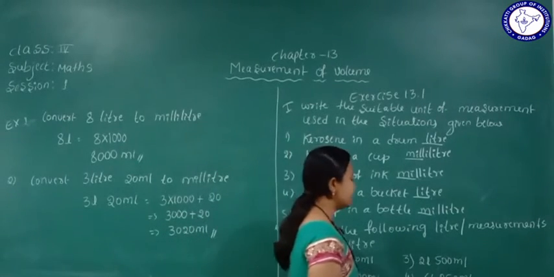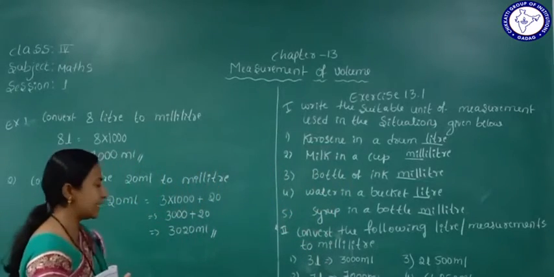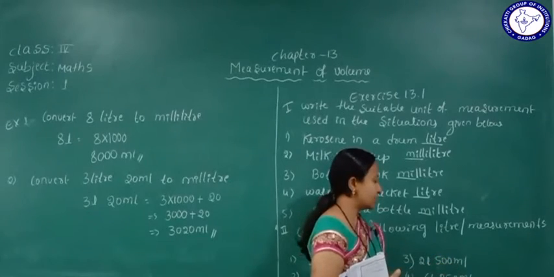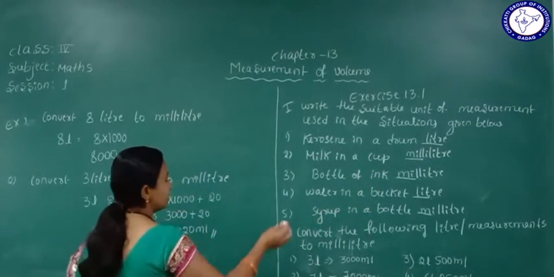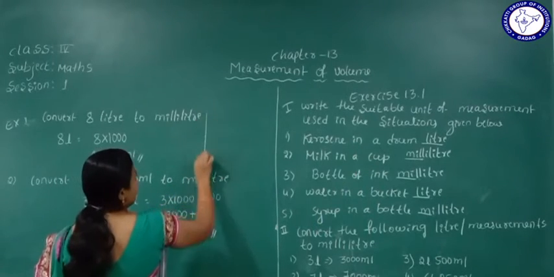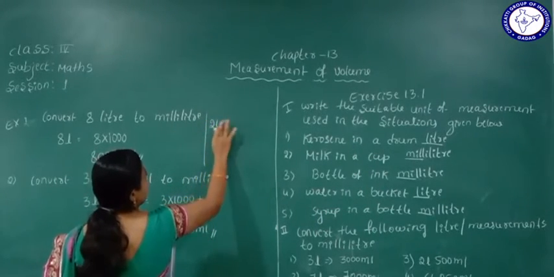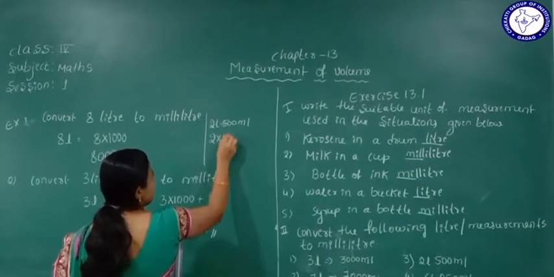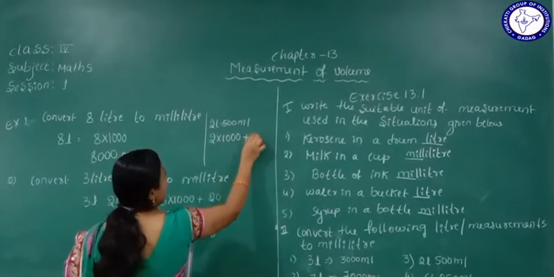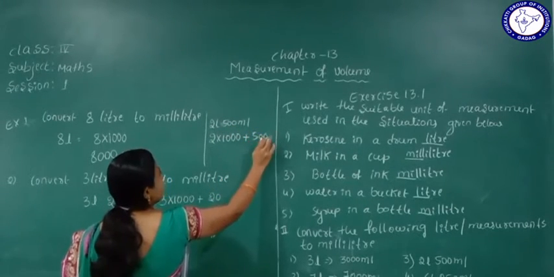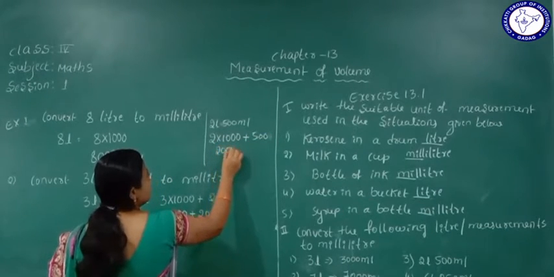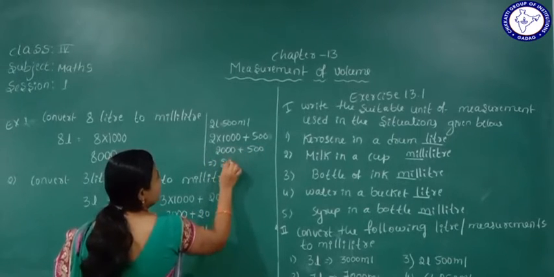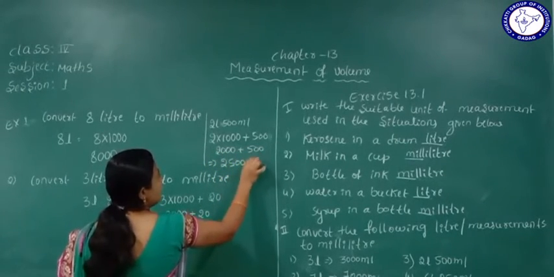milliliter. Okay, and here they have given 2 liter 500 ml. So 2 liter and 500 ml are given here. What will we do here? We will convert like this. I'll write here: 2 liter 500 ml means 2 into 1000 plus 500. 2000 plus 500. Add these two, answer is 2500 ml.